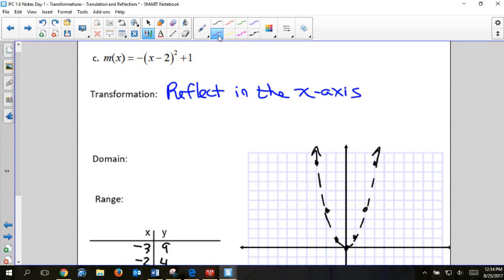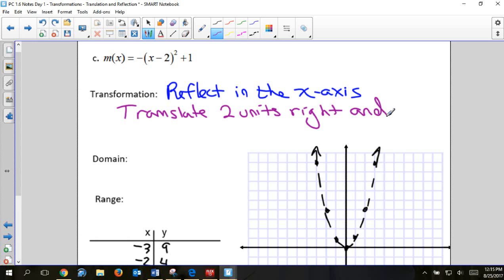Is there anything else happening? Rachel? Translate 2 to the right. We know it's horizontal because it's inside and it's opposite. So translate 2 units right. And what else? We're also translating 1 unit up. So we got 2 translations.